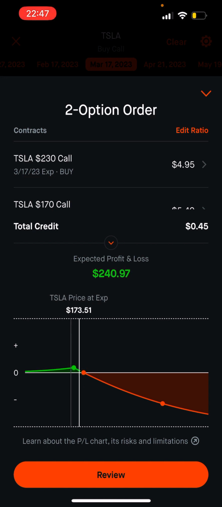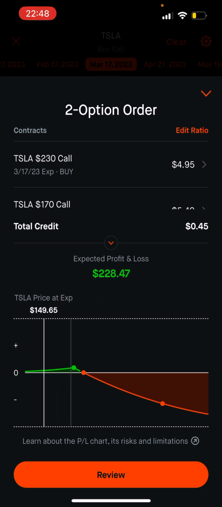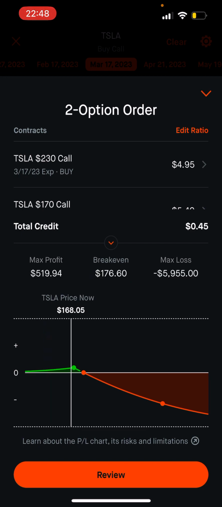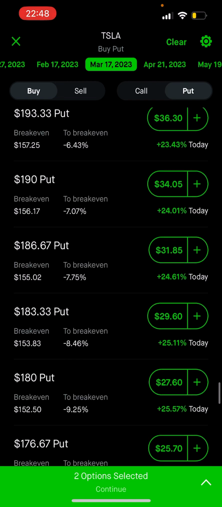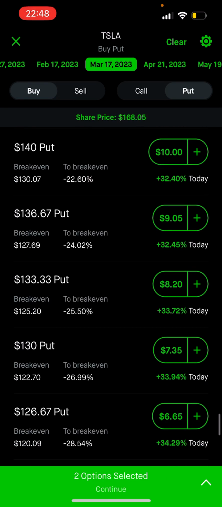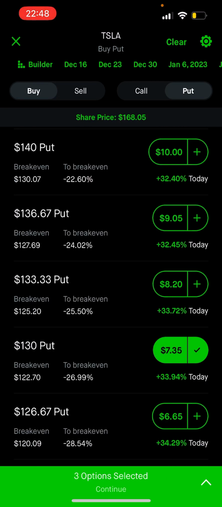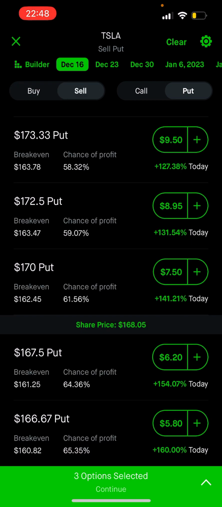About 173-ish on the upside is my upper limit where I'm going to make $250, and then as low as the 150 area, I'm going to make $250. Okay, so again, you can see there's a pretty wide range on this. Now let's see what this looks like if I add both the call and the put side.